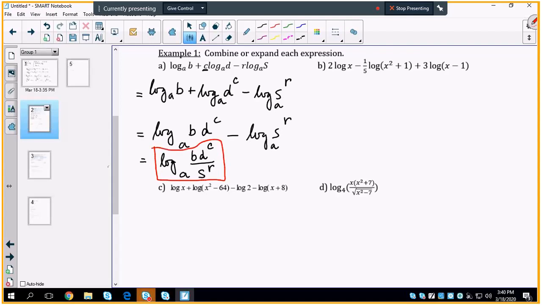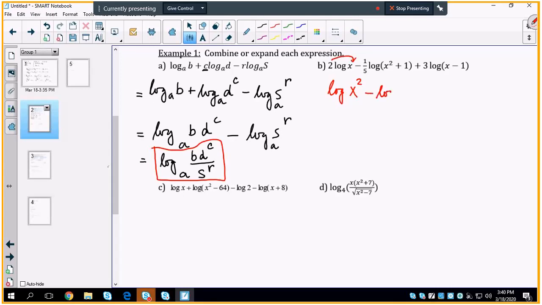Let's do b. Problem number b is asking you to combine, because if you have more than 1 logarithmic term, you want to write one of them. Recall, all the bases are 10. That's why I'm not writing anything. So the first one, write as log x squared, as the power goes to the power.